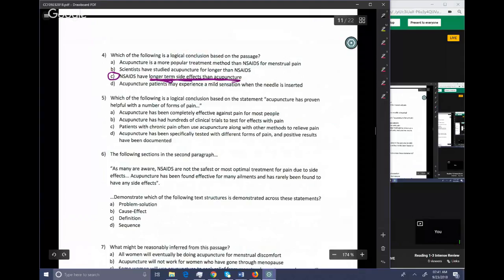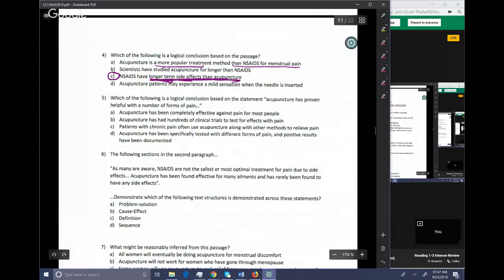Looking at the other answers for this one, A said acupuncture is a more popular treatment method than NSAIDs for menstrual pain. First of all, we do not have any information about popularity at all. If we did, I would guess that since they're seemingly introducing acupuncture as a new treatment, I would assume NSAIDs is probably still more popular, but that is me going way out on a limb to assume that because they did not talk about prevalence or what's a popular treatment or not.